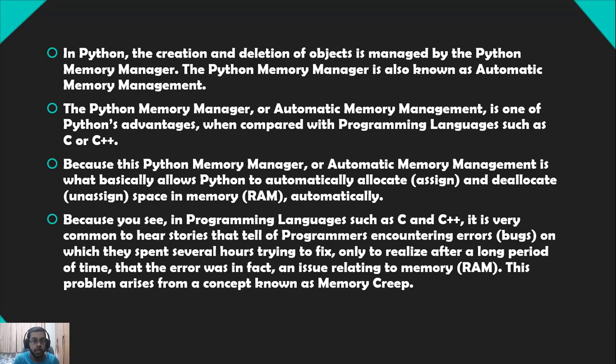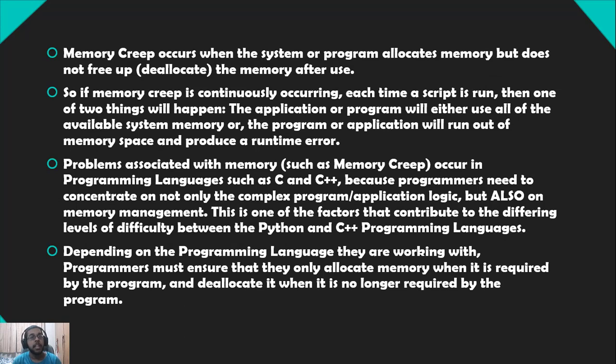Because you see, in programming languages such as C and C++, it is very common to hear stories of programmers encountering errors, bugs, on which they spent several hours trying to fix, only to realize after a long period of time that the error was in fact an issue relating to memory, RAM. This problem arises from a concept known as memory creep. Memory creep occurs when a system or program allocates memory but does not free up, deallocate the memory after use. So if memory creep is continuously occurring each time a script is run, then one of two things will happen. The application or program will either use all of the available system memory, or it will run out of memory space and produce a runtime error.